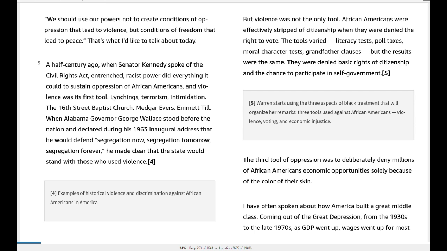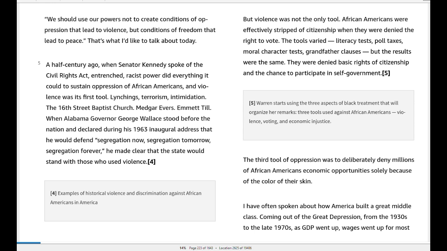But violence was not the only tool. African Americans were effectively stripped of citizenship when they were denied the right to vote. The tools varied: literacy tests, poll tax, moral character tests, grandfather clauses, but the results were the same. They were denied basic rights of citizenship and the chance to participate in self-government. Student Note 5. Warren starts using the 3 aspects of Black treatment that will organize her remarks, 3 tools used against African Americans: violence, voting, and economic injustice.